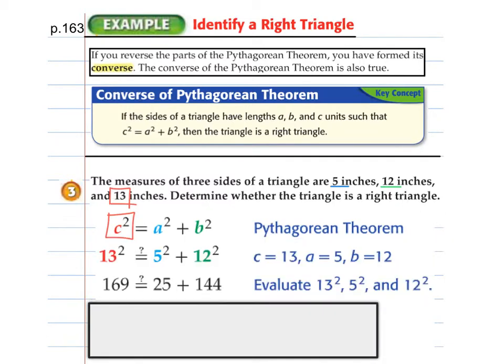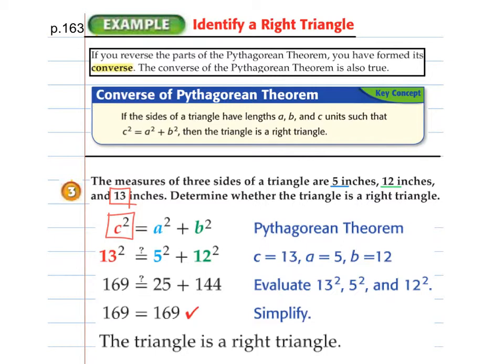So, plugging those values in, I have 13 squared. Does it equal 5 squared plus 12 squared? Evaluating those exponents, I get 169. Does it equal 25 plus 144? Just evaluating the rest of that equation, I get 169 equals 169, which is a true statement. And so this triangle is indeed a right triangle.